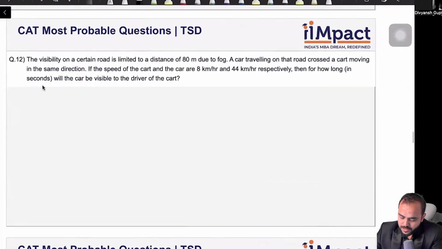The visibility on a certain road is limited to a distance of 80 meters due to fog. There is a cart and there is a car.